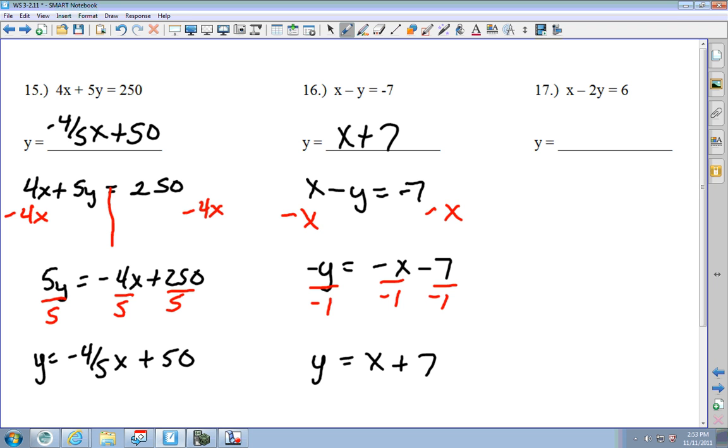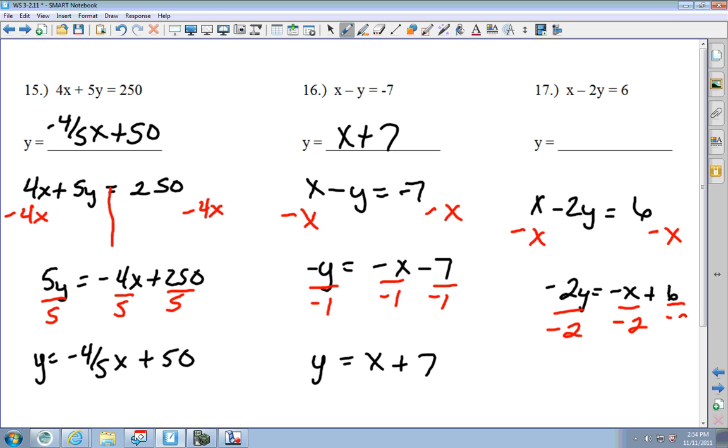The next one, x minus 2y equals 6. I'm going to subtract x from each side. I get negative 2y equals negative x plus 6. I'm going to divide by negative 2. I'm going to get y equals 1/2 x minus 3.